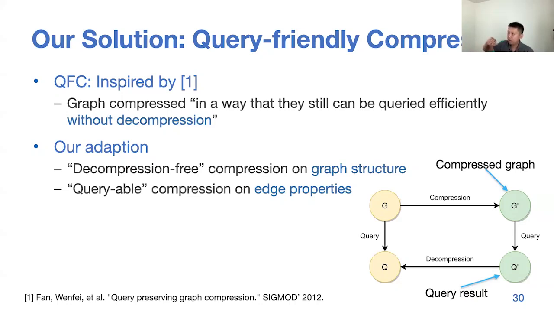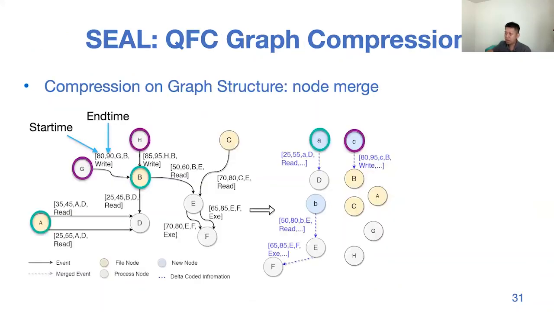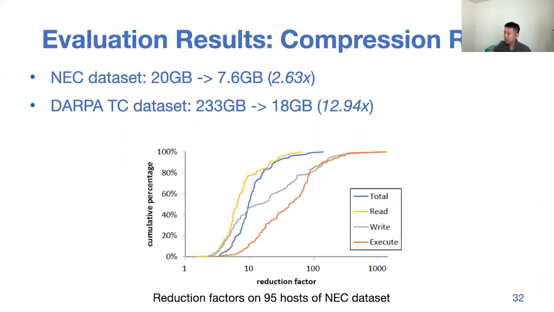In the end, we can run decompression-free compression on the graph structure, meaning we can compress the graph and run provenance queries to get our result without any decompression stage. Then we can later decompress the edge properties, because the number of suspicious edges is relatively small, so the decompression overhead is also small. I have an example, but I want to skip it for the sake of time.